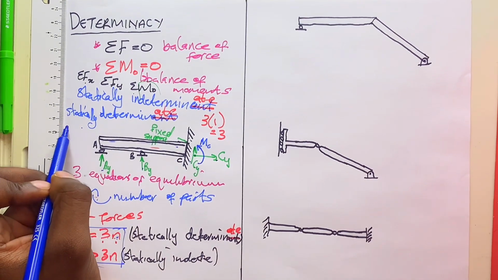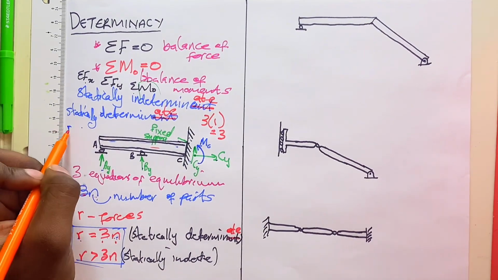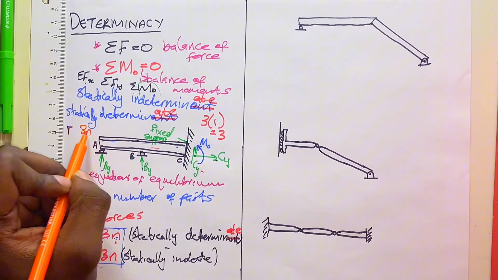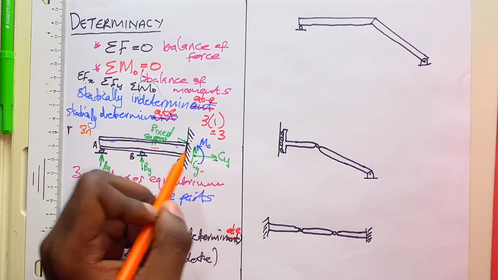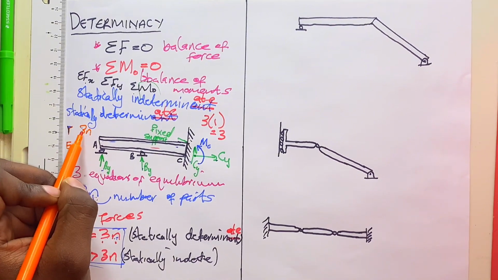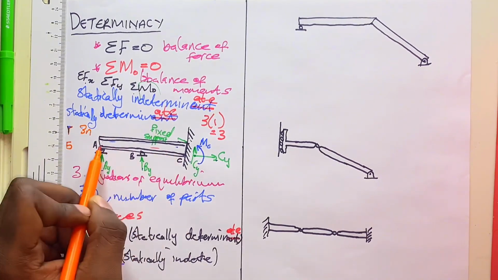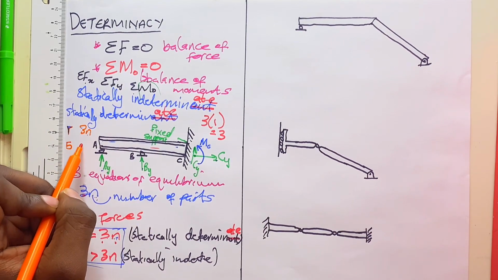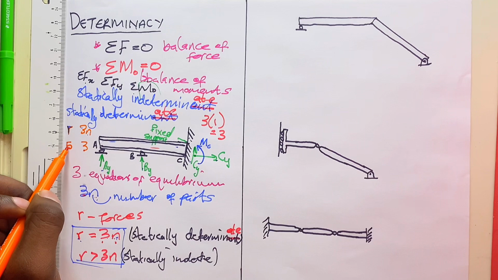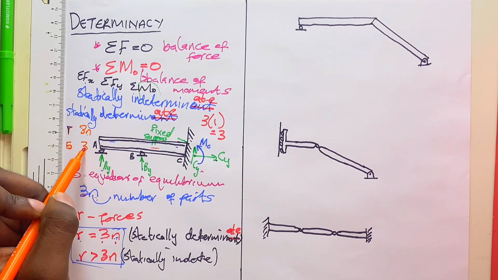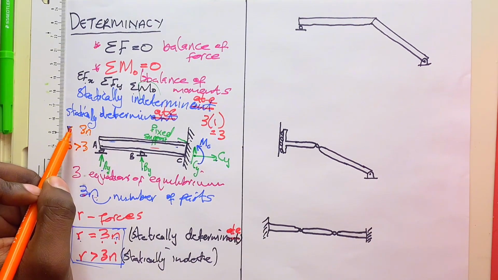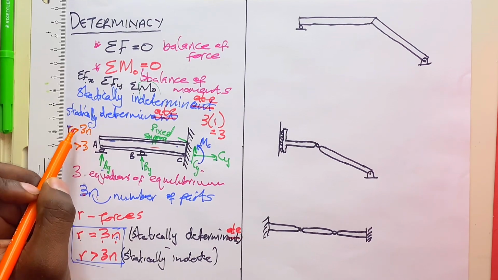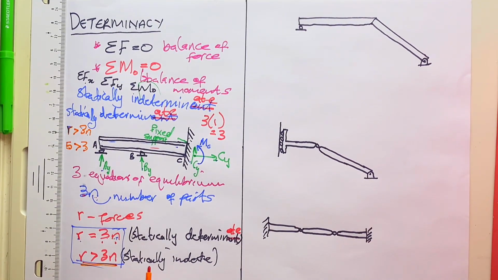5. Now we go back and say, okay, we compare R to 3n. Now the number of forces, which is R, is 1, 2, 3, 4, 5. And 3 times the number of parts, we have 1 part here in our member, therefore it's 3 times 1, which is 3. Now we have more unknown forces than our equations. 3 times n gives you the number of equations. So 5 is greater than 3, therefore R is greater than 3n. And we say that if R is greater than 3n, your structure is statically indeterminate.